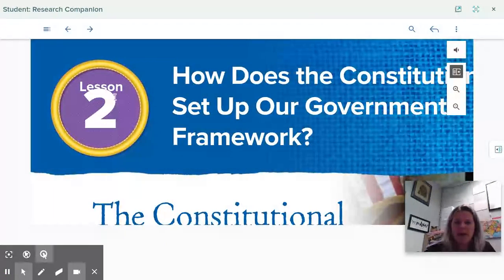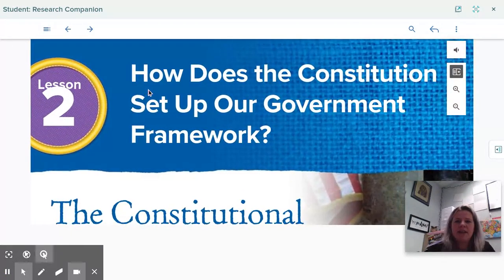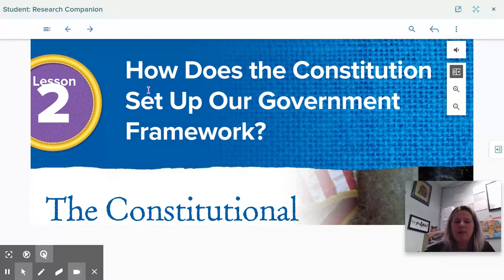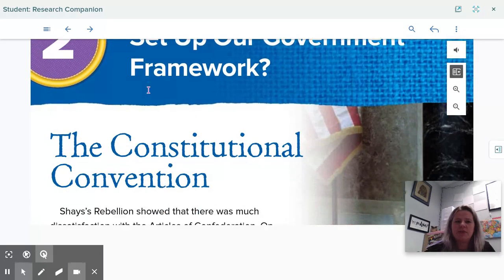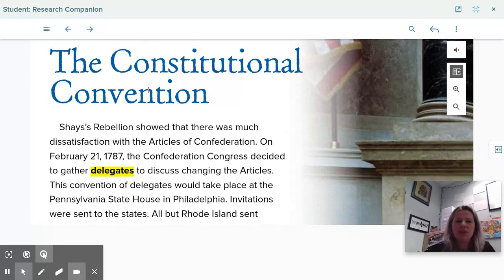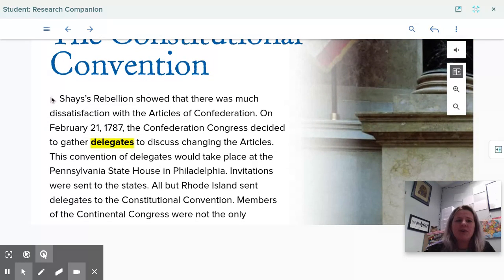All right, so continuing, how does the Constitution set up our government framework? So we're on Chapter 6, Lesson 2, the Constitutional Convention. Shays' Rebellion showed that there was much dissatisfaction with the Articles of Confederation. On February 21st of 1787, the Confederation Congress decided to gather delegates to discuss changing the Articles. This convention of delegates would take place at the Pennsylvania State House in Philadelphia.